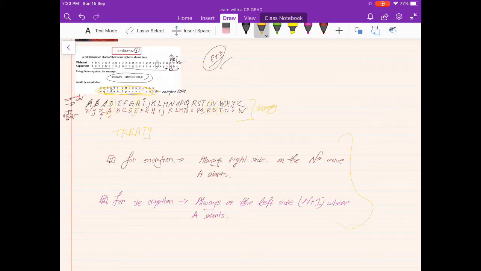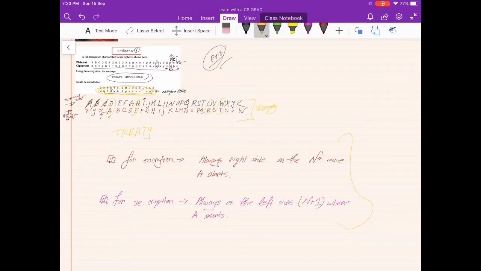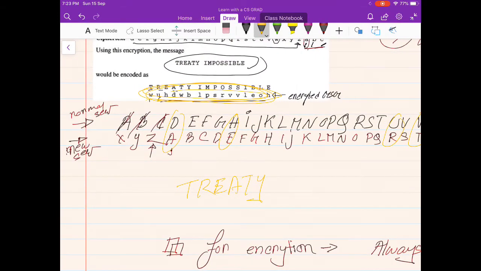This portion is really important for you guys to remember. For encryption you would be looking at the right side, and on the nth value you would be putting A, and for decryption you would be looking at the right side and putting A at the n plus 1 value. This is what we did here.